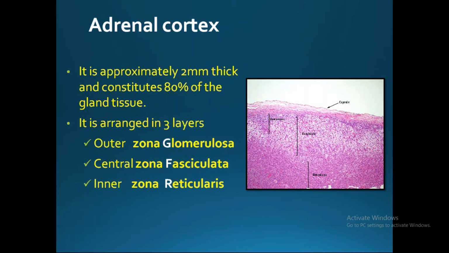Coming to the adrenal cortex, as I have told, it is an encapsulated structure where the outer one is a capsule, and the cortex is divided into three layers. To remember this, remember GFR: outer zona glomerulosa, middle zona fasciculata, and inner zona reticularis. Glomerulosa, fasciculata, and reticularis. And 80% of the adrenal gland is made of the adrenal cortex.